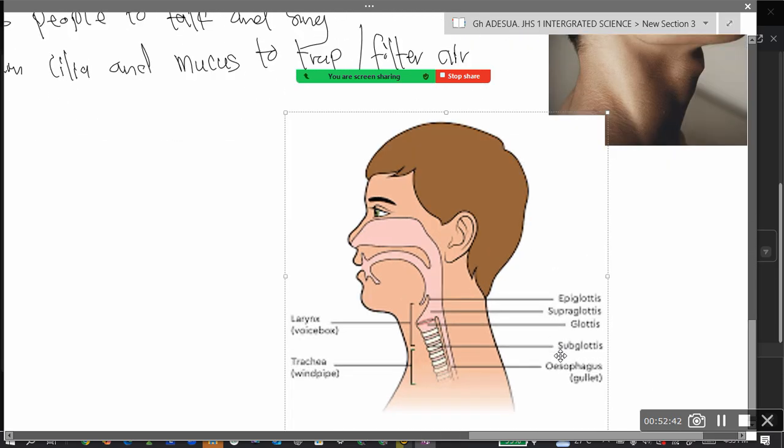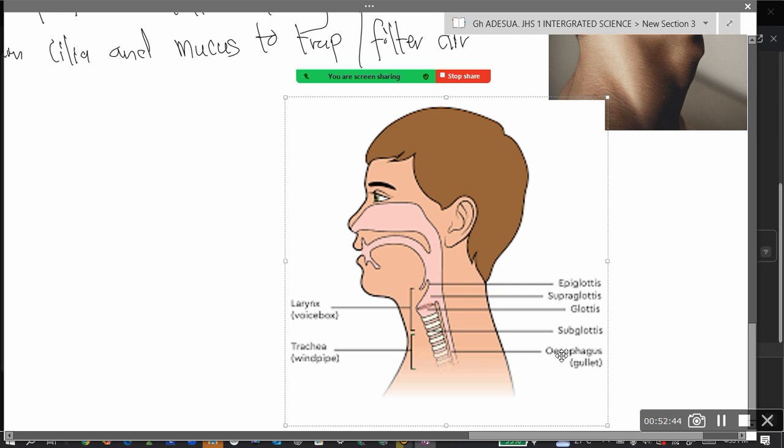Now if you take a look at it very well, you see the epiglottis. This is how the epiglottis looks, that flap thing you see over here. Now, what happens is that the epiglottis prevents food from entering our respiratory system. So anytime we eat, the food enters here, and then it enters into our esophagus.